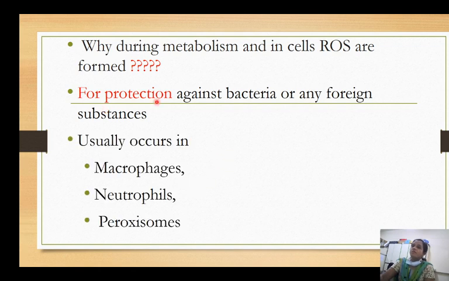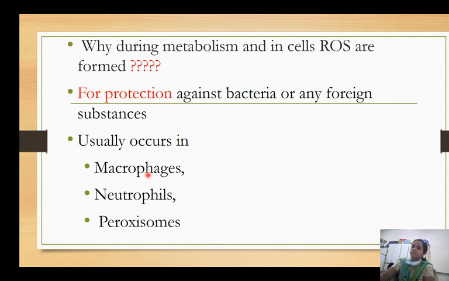Now, what are the various cells and cell organelles that produce reactive oxygen species? Usually the reactive oxygen species formed by macrophages, neutrophils, and peroxisomes are protective to our body. But the one that happens in the electron transport chain, when electrons leak from the electron transport chain, should not happen. That is not good for our body. The leakage is a problematic thing.